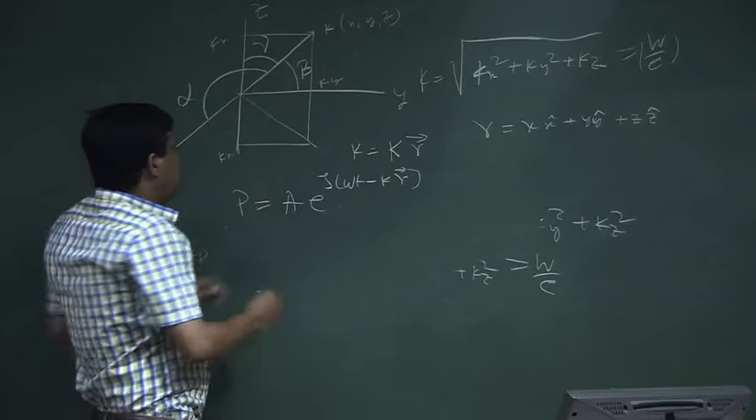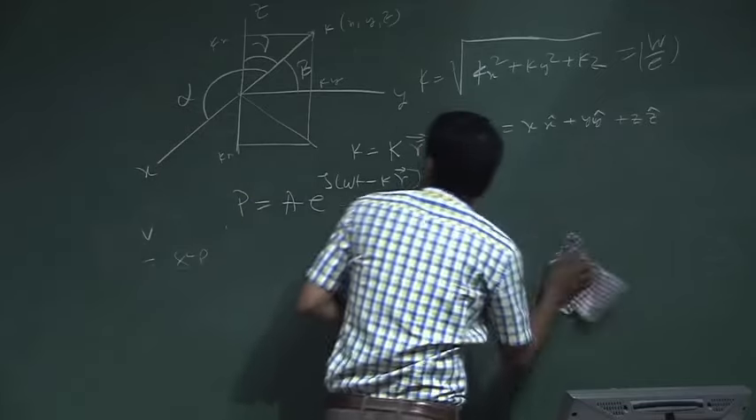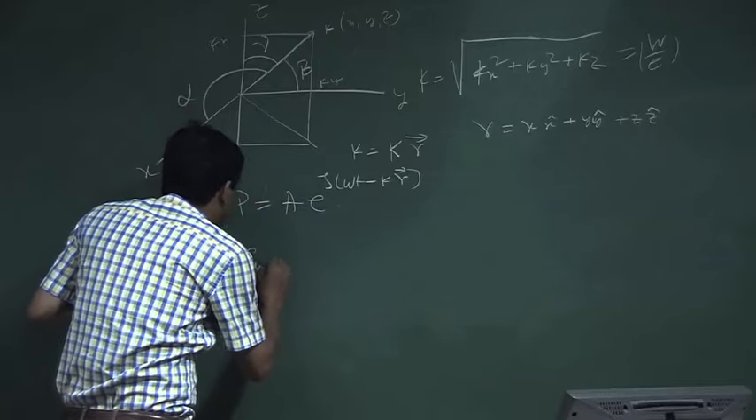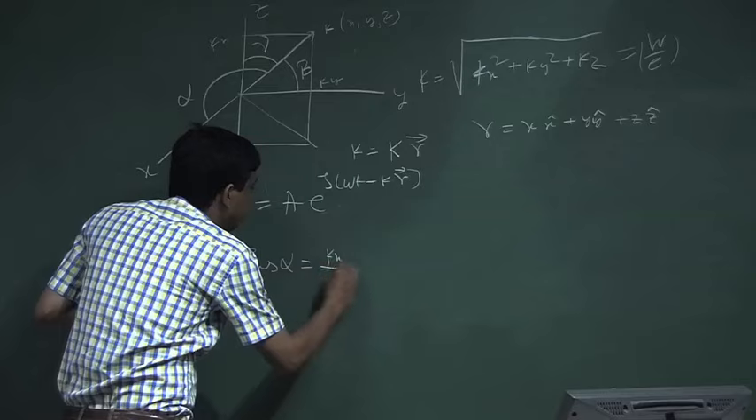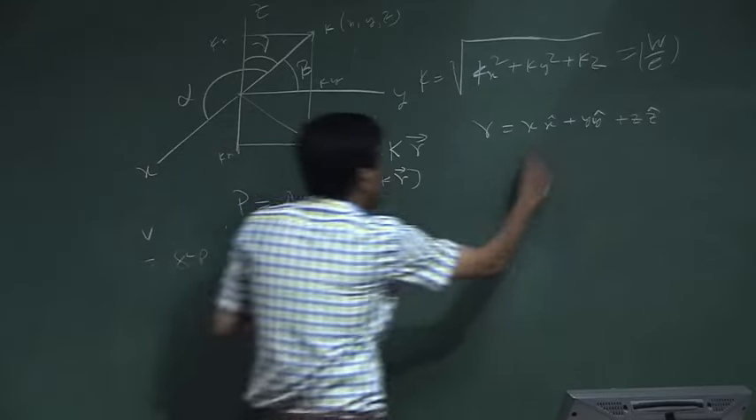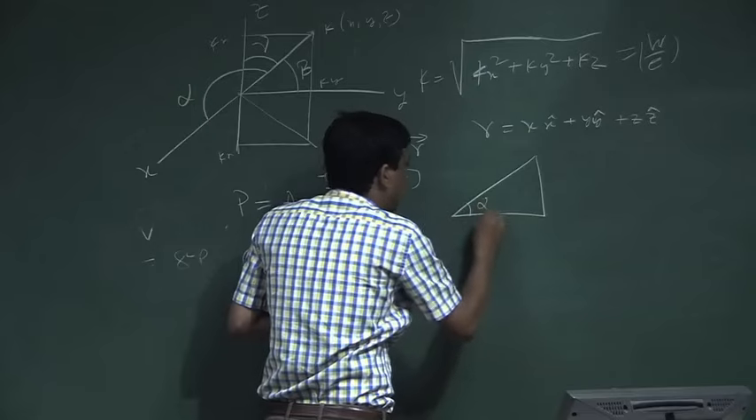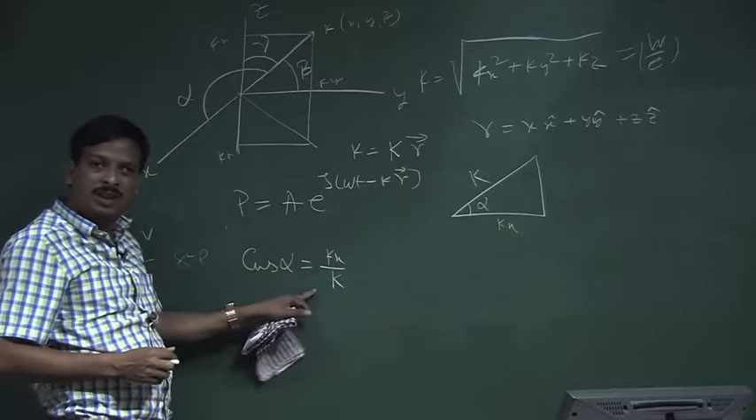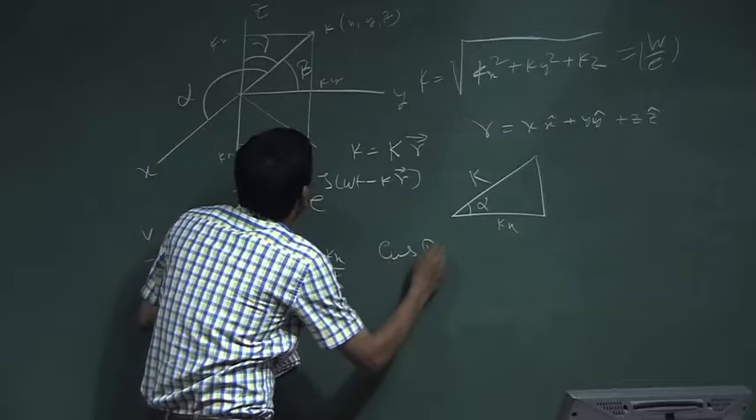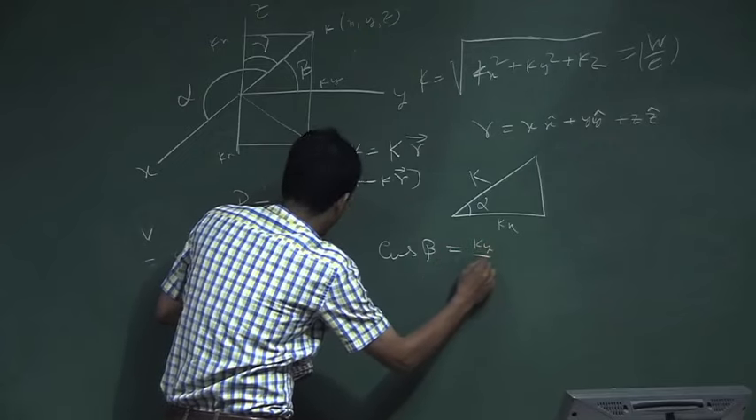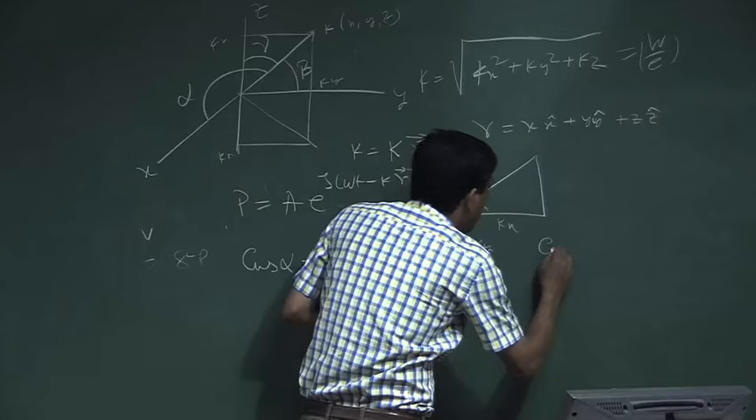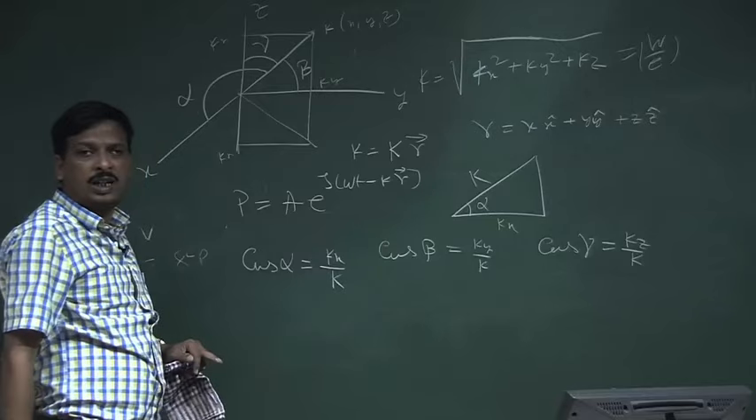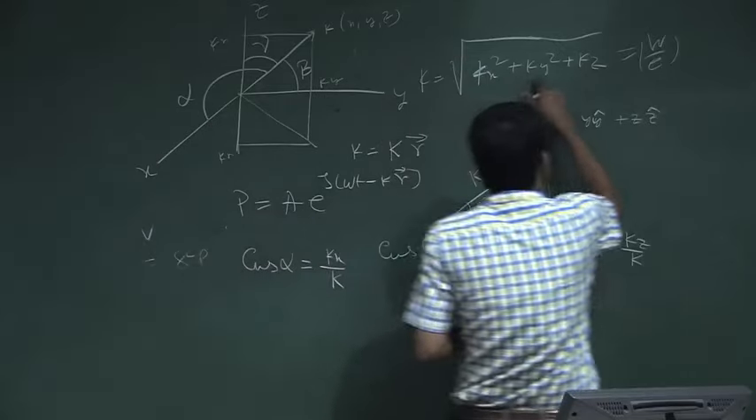Okay. Now, what is r? If I say that k has an angle alpha with the x axis, I can write what cos alpha is. Cos alpha is nothing but k_x by k. If I have a trigonometric system, if the angle is alpha, this is k and this is k_x. So cos alpha is k_x by k. Similarly, cos beta is k_y by k. Cos gamma is k_z by k. Okay.